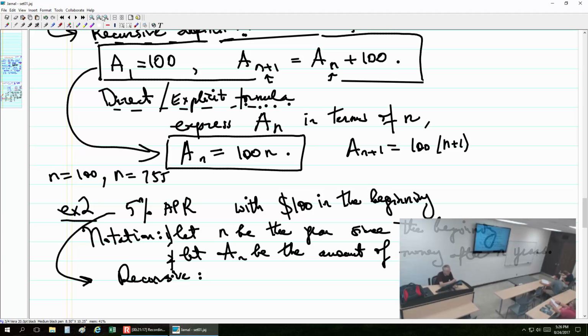Let me maybe move this more before I use different letters here. How about B? Okay, so B is the amount of money after n years. So what's the recursive definition? Right at the very top, similar to that.